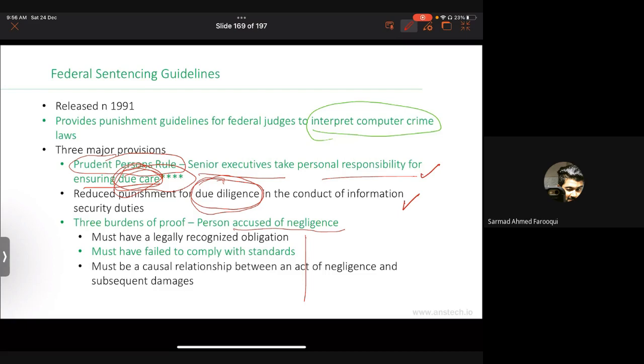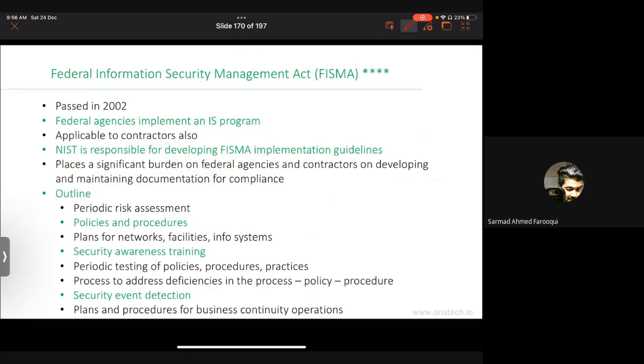So if you see a question, what should click in your mind? If it is about the guidelines issued to judges in the US to understand computer crimes and give appropriate relief or pass judgment, then federal sentencing guidelines should click in your mind.